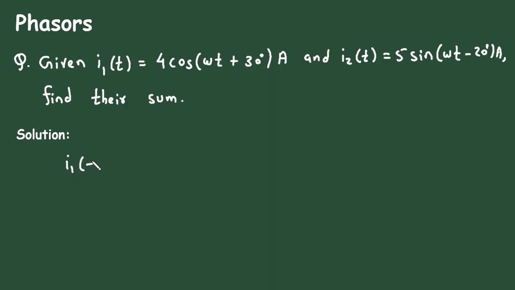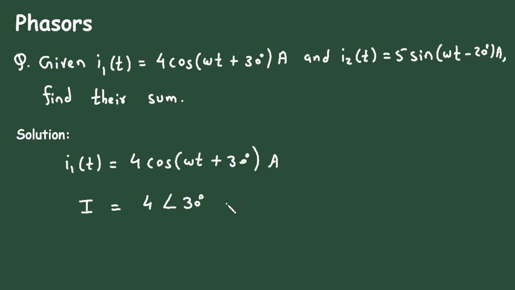So first of all, we will write what is given. I1 of t is equal to 4 cos(omega t + 30 degree) ampere. Here we can see it is given in standard form, so we can easily convert this time domain format into its equivalent phasor domain format. So I is equal to 4 at an angle, here the angle phi is 30 degree. So this is the phasor in polar form.